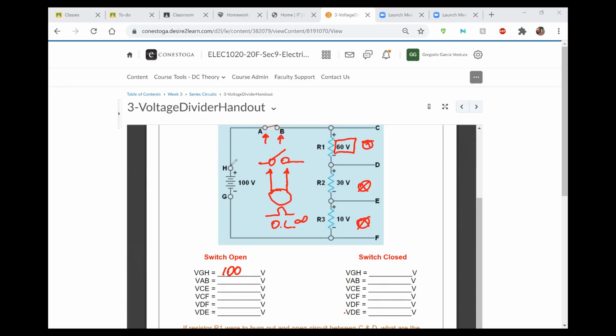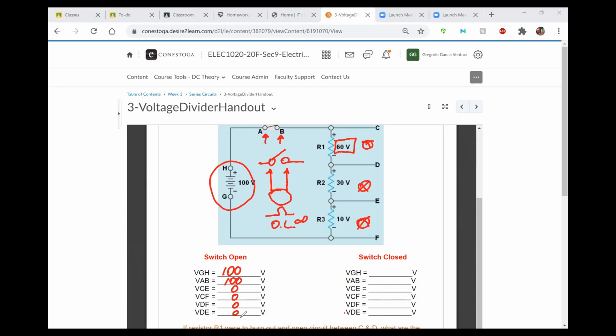Source voltage will never be interrupted. Source voltage will always remain the same, regardless of what you are doing to the circuit. So GH was 100 volts. AB, which is the terminals through my open switch, is going to be 100 volts as well with the open switch. And then everything else is going to be equal to 0 volts. Any questions about that? Are we okay? Yeah, I think we're good. Okay, so let's get moving.